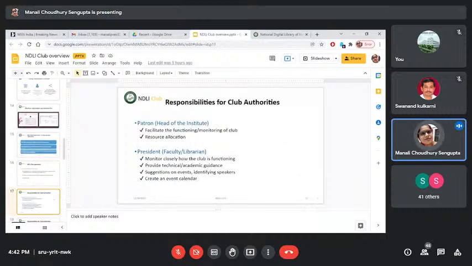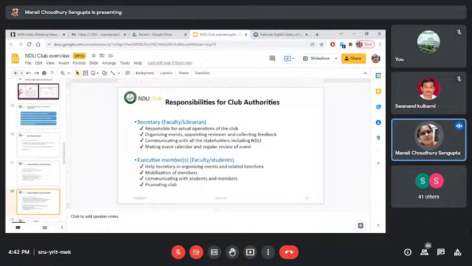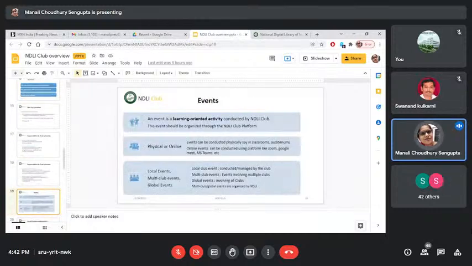And then these are the responsibilities of the patron, president, secretary, and executive member. As I mentioned, how this club will be formed and what sort of activities you would like to go ahead with in future will be decided by these four persons. They are solely responsible for the event creation and for the involvement of the faculties and students. It is their job to promote this club for the students and also for the faculties.